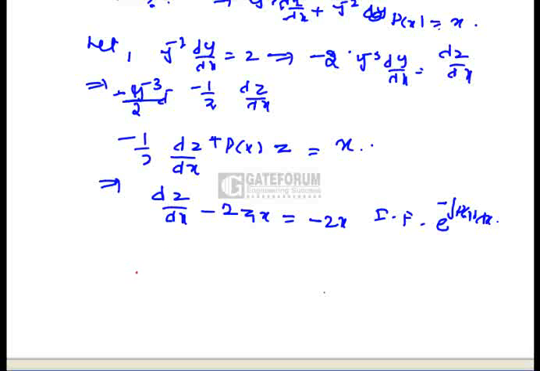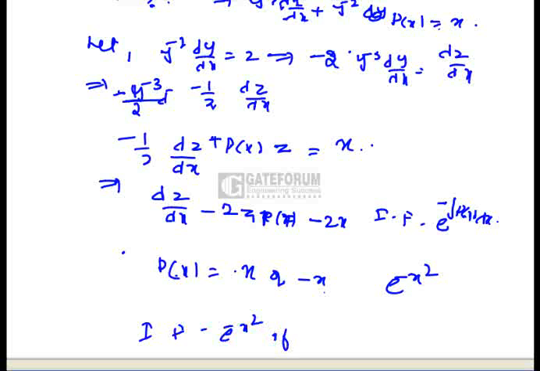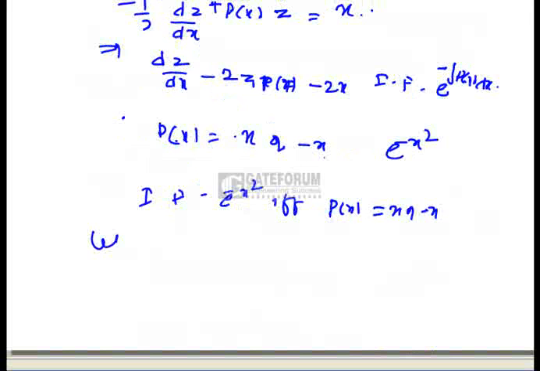Now here this is p of x. Now here clearly this p of x must be either x or minus x. The reason is it is given as e power minus x square. So the integrating factor will be e power minus x square if and only if this p of x is x or minus x. So let us take x. Let p of x is equal to x. Then the integrating factor will be e power minus x square.